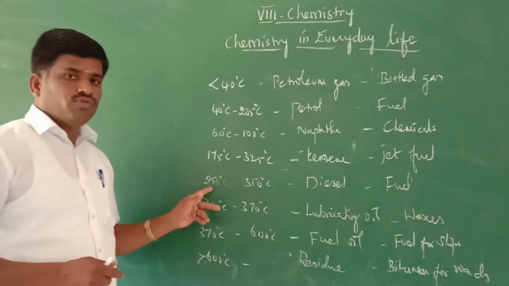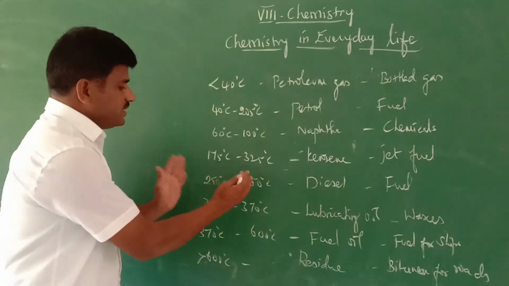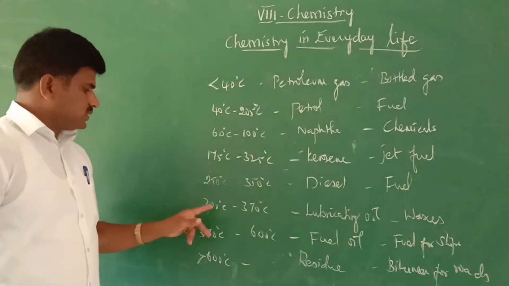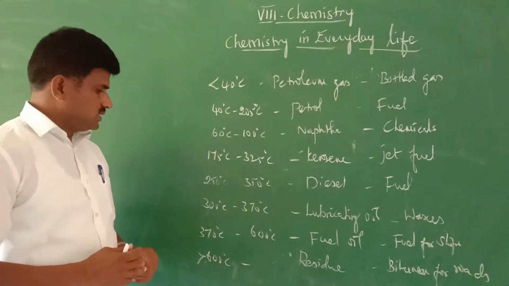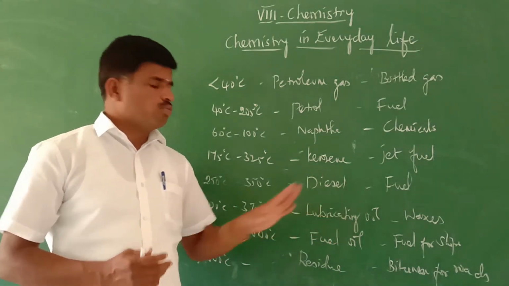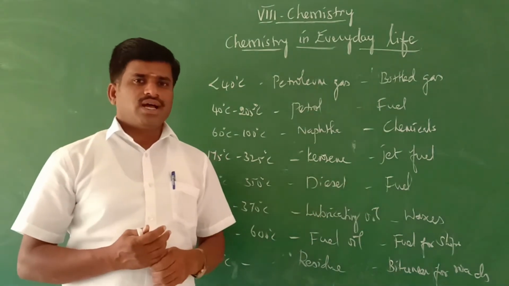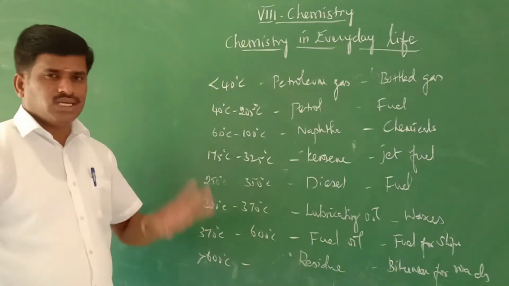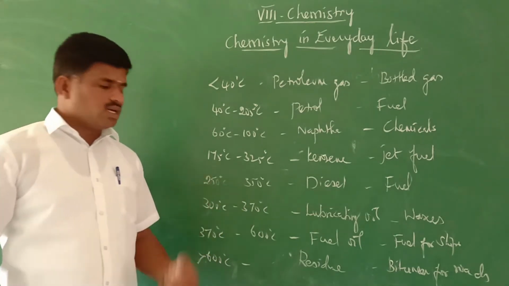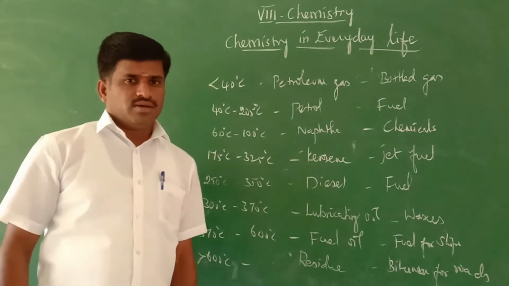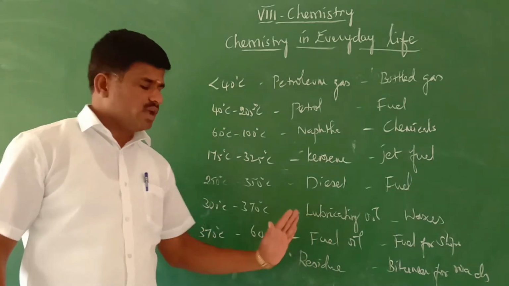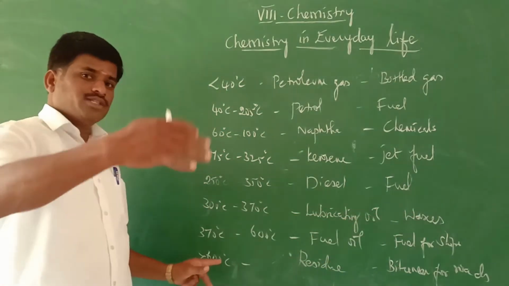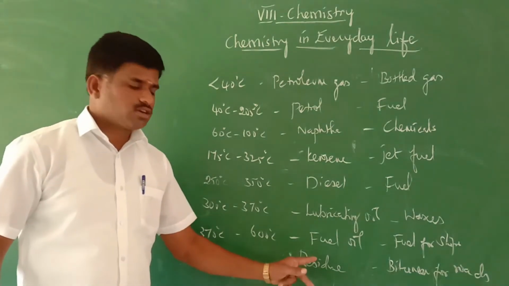Then at a boiling point of 250 to 350 degrees Celsius, what product is obtained? Diesel, which is used as a fuel. Next, at 300 to 370 degrees Celsius, we obtain lubricating oil, which is used as waxes. Then at 370 to 600 degrees Celsius, the product is called fuel oil, which is used as fuel for ships.